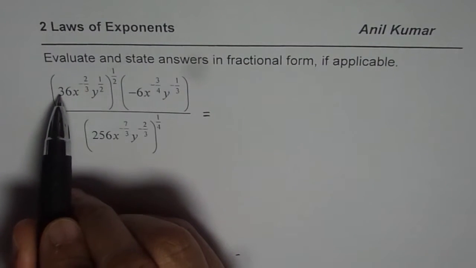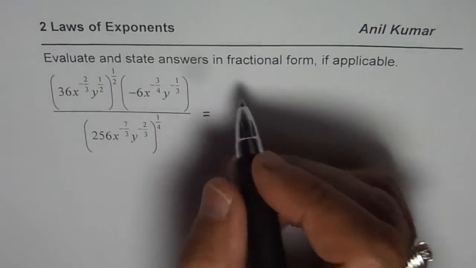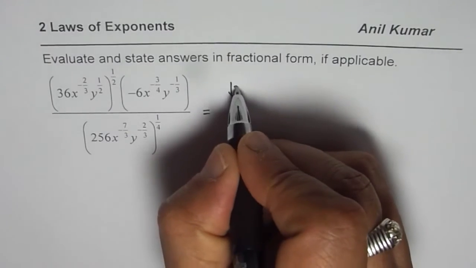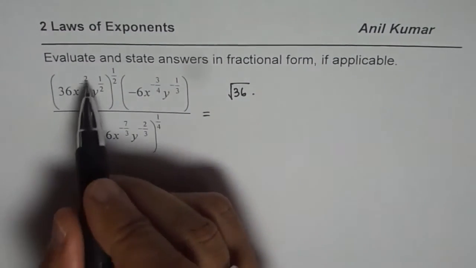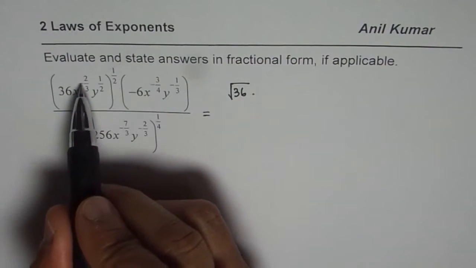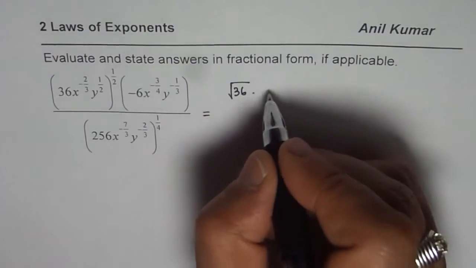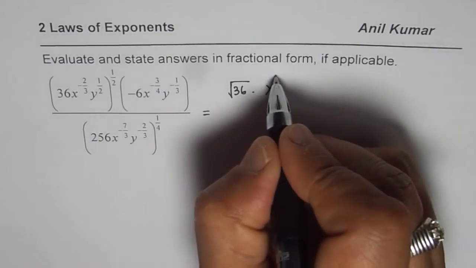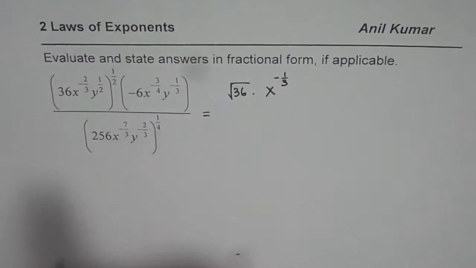So what we will do is we'll do square root of 36. Half means power of half, you can write, or you could write square root of 36. I feel this is better to write like this. For the other terms, x to the power of minus 2 over 3 times half, 2 and 2 will cancel, so we get x to the power of minus 1 over 3, right? At times you can do it in 2 steps.